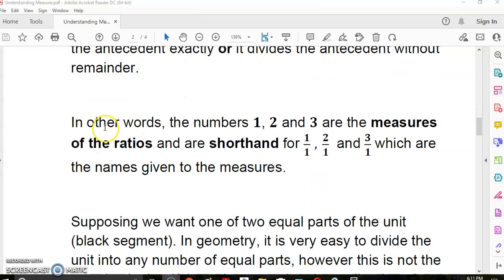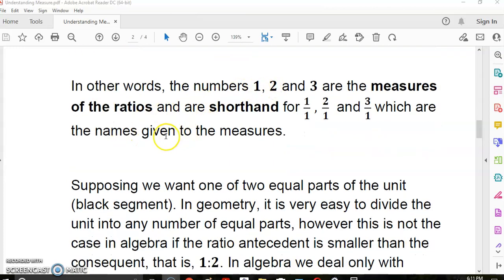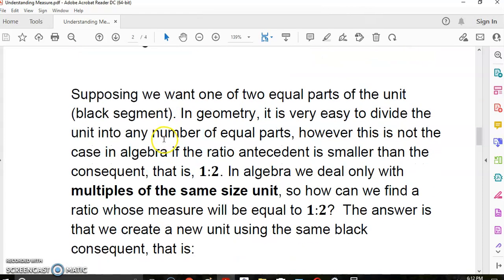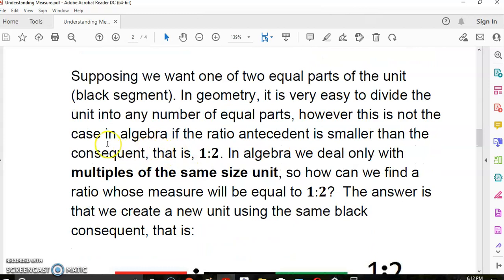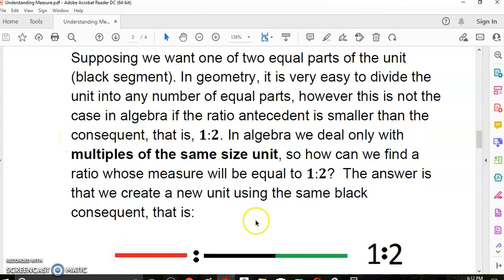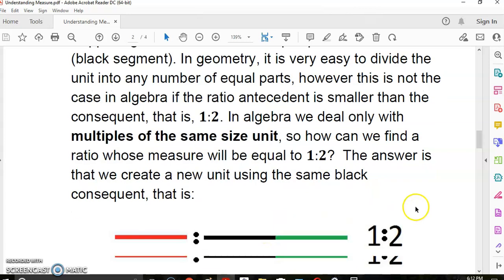So the numbers 1, 2, and 3 are measures of the ratios, and they're shorthand for these numbers: 1 over 1, 2 over 1, and 3 over 1. Okay, and these are the actual names, but because we always measure in terms of the abstract unit, we just talk about 1, 2, and 3. So supposing we want one of two equal parts of the unit, that's actually a half. But in geometry, it is very easy to divide the unit into any number of equal parts. However, this is not the case in algebra.